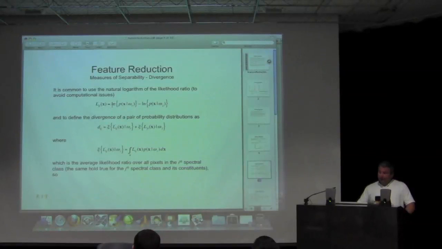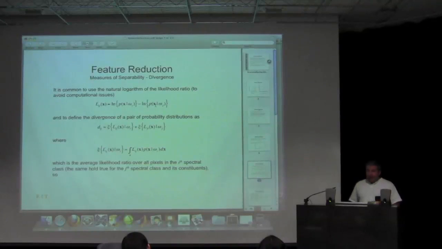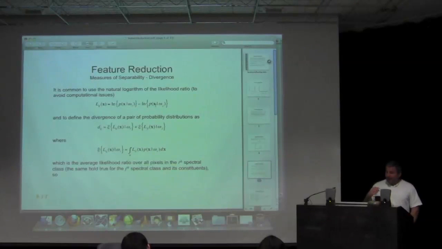And what does that do? Well, I can take that fraction that I had on the previous page and represent it as the difference of the logs of the numerator and the denominator. So I just rewrote it that way. Now, divergence, as defined by Swain and Davis in their text, was the expected value or the average likelihood ratio for all pixels x, given I have class omega i, plus the expected value or the average of the likelihood ratio for all pixels x, given that I have class omega j.